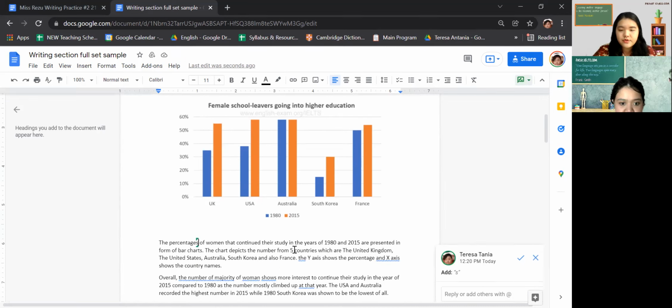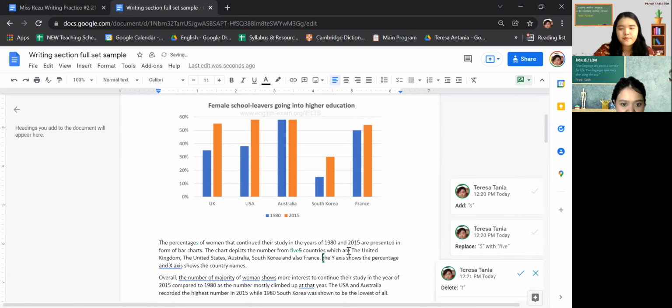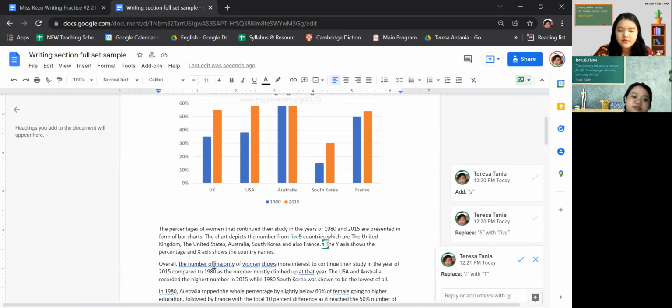"Number from 5 countries. Asia, the United States, I guess." Can I say that sentence? Yes. Is it okay? It's okay. But don't forget the capital letter for the country names. Okay. Then, "the majority of women."